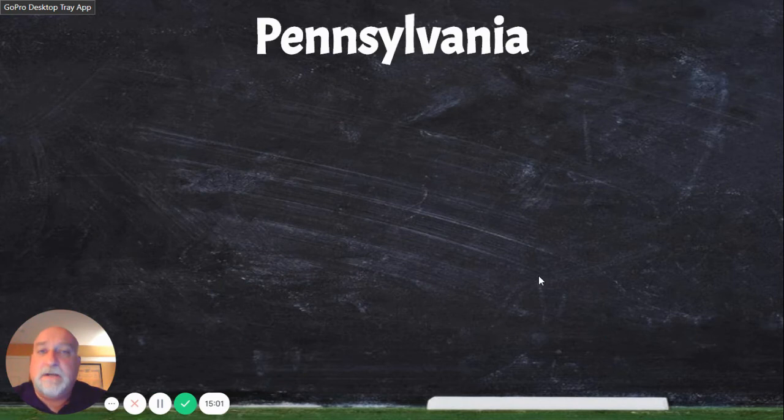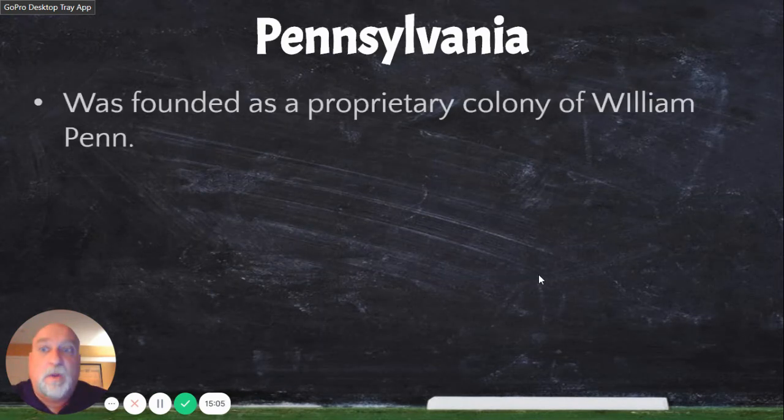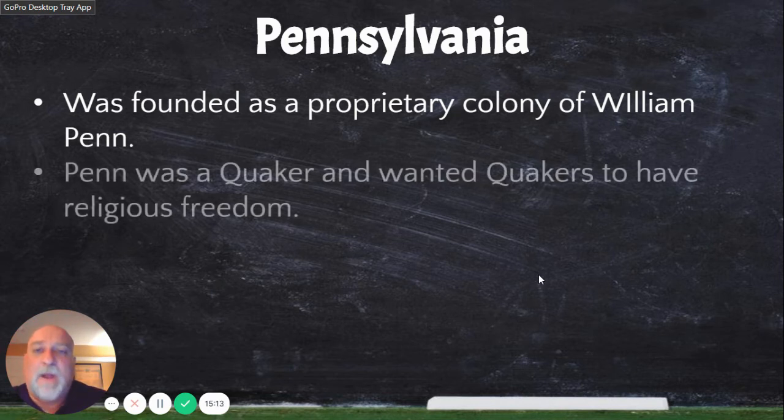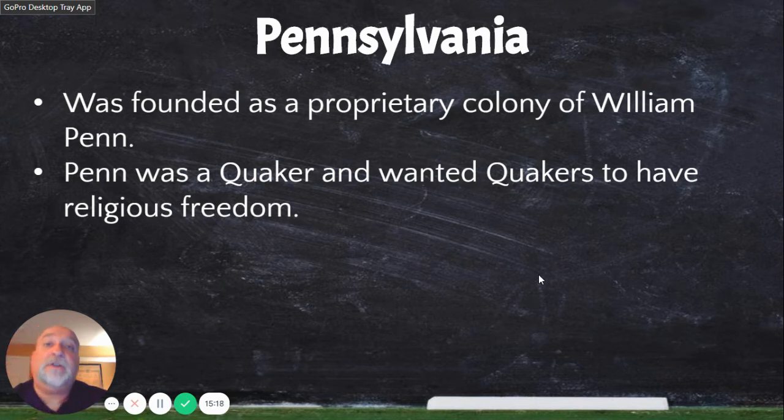Moving on to Pennsylvania. Pennsylvania is actually started by a gentleman named William Penn as a proprietary colony. Again, this means William Penn owns it. Penn was a Quaker. Quaker is a religious organization. They have a couple of different beliefs. They want to separate from the Church of England.